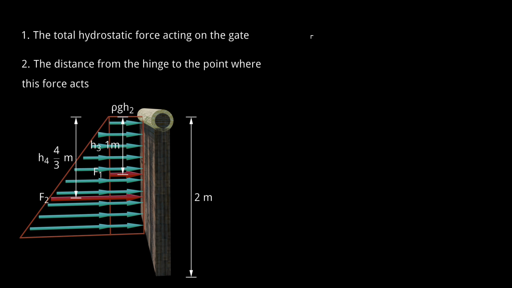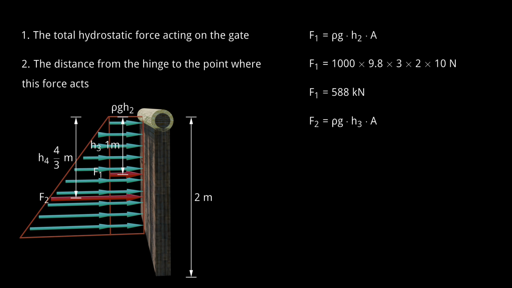To find F1, we multiply the average pressure acting over the rectangular section by the corresponding area of the gate. This gives us a force of 588 kilonewtons. Next, to calculate F2, which comes from the triangular pressure distribution, we again use the average pressure, but this time it's based on the pressure at the midpoint of the triangle, since pressure increases linearly with depth. Multiplying this by the area of the triangular section of the gate gives us a force of 196 kilonewtons.